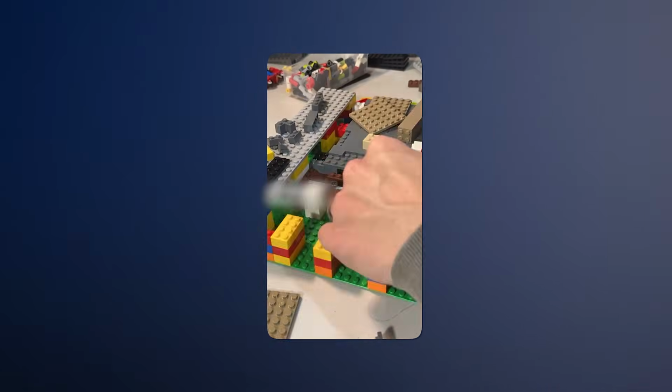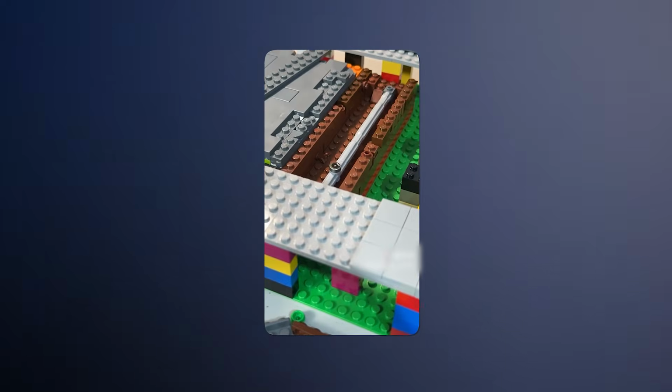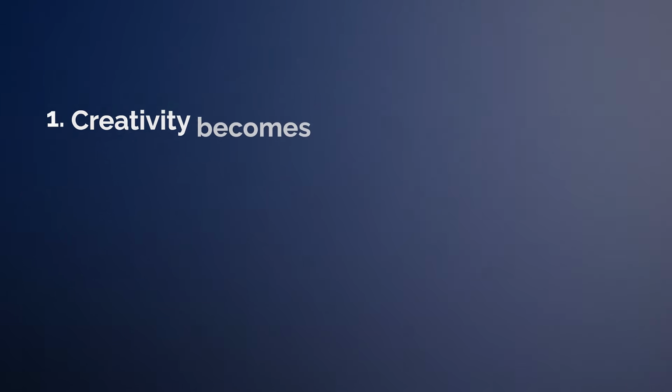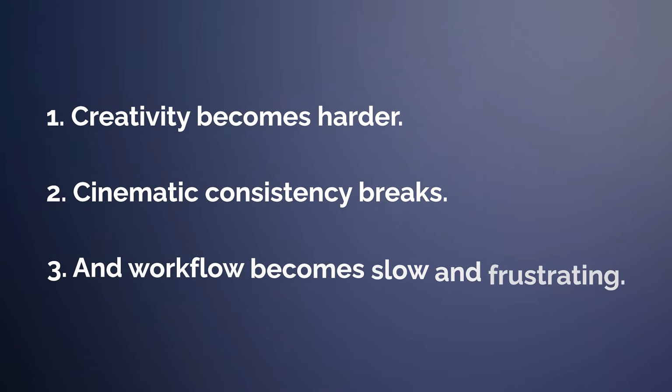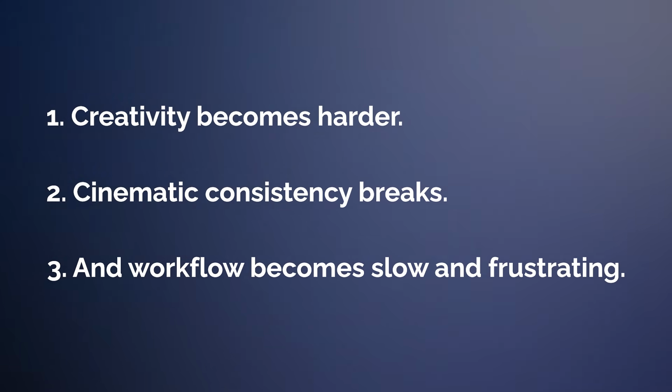Real cinematic videos start with a story, they move into scenes, then shots, and finally the finished film. Traditional AI generators skip this entire process. They focus on generating clips instead of helping you build a structured video project that can be reusable or cloned. And this creates 3 big problems. First, creativity becomes harder. Cinematic consistency breaks, and the workflow becomes slow and frustrating, especially when you're trying to create longer videos.